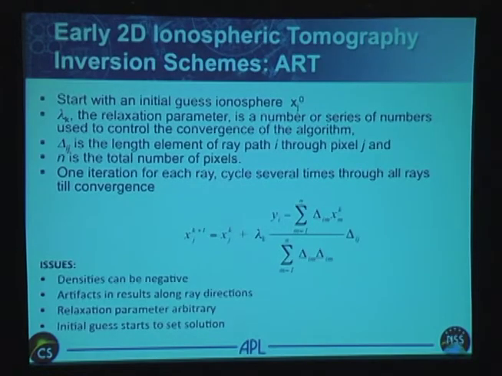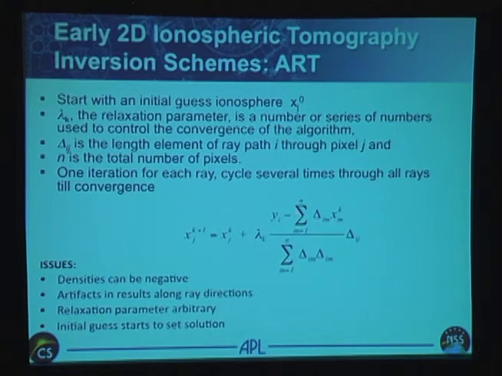So this is some of the earliest things that were done back in the late 80s, early 90s, something called ART. And you start with some initial guess for an ionosphere, and you add corrections. J here is a pixel. So you have as many of them as you have in 2 dimensions. This is the iteration. The iteration is for each ray. You just keep taking a ray and you add this correction based on the data.